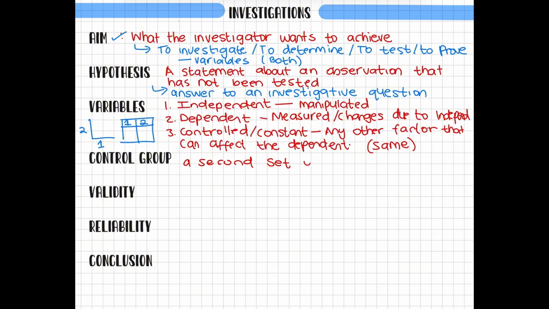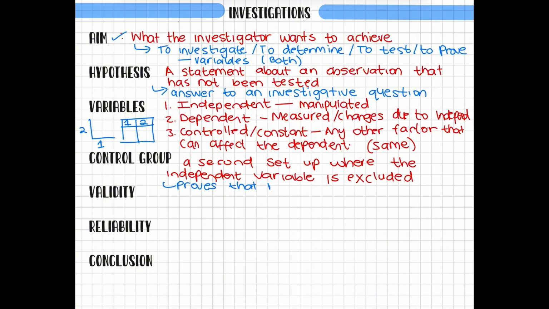A control group is usually a second setup where the independent variable is excluded, usually just to prove that the results that are found at the end of the experiment are due to the independent variable and nothing else. In this case, we would exclude light in our control to prove that in the experiment it was light that caused photosynthesis to increase.